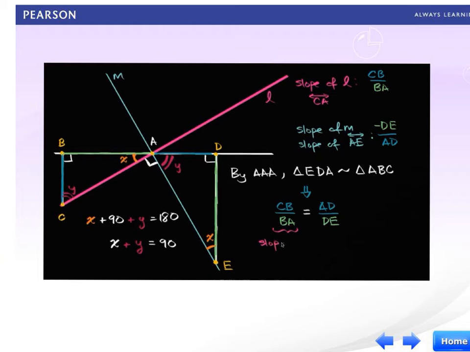And how does this relate to the slope of M? Notice, the slope of M is the negative reciprocal of this. You take the reciprocal, you're going to get DE over AD, and then you have to take this negative right over here. So this is the negative reciprocal of M's slope. And there you have it. We've just shown that if we assume these lines L and M are perpendicular, and we set up these similar triangles, we're able to show that the slope of L is the negative reciprocal of the slope of M.